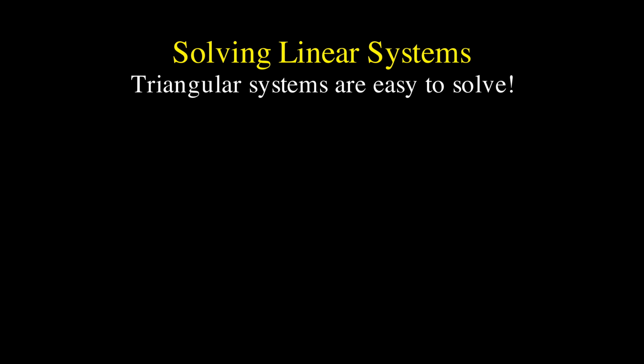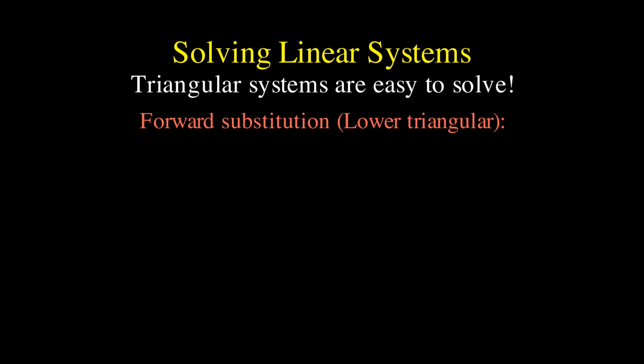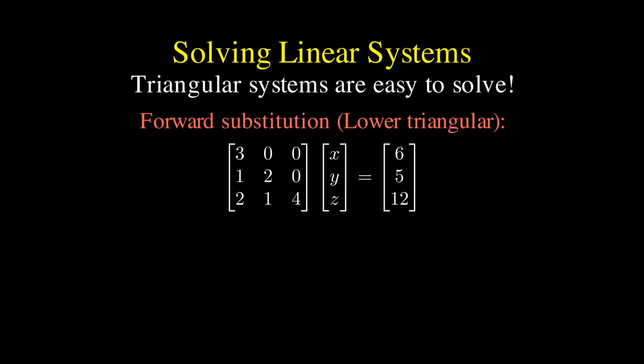For a lower triangular system, you use forward substitution, working from the top equation down to the bottom, and both methods are much faster than general Gaussian elimination.